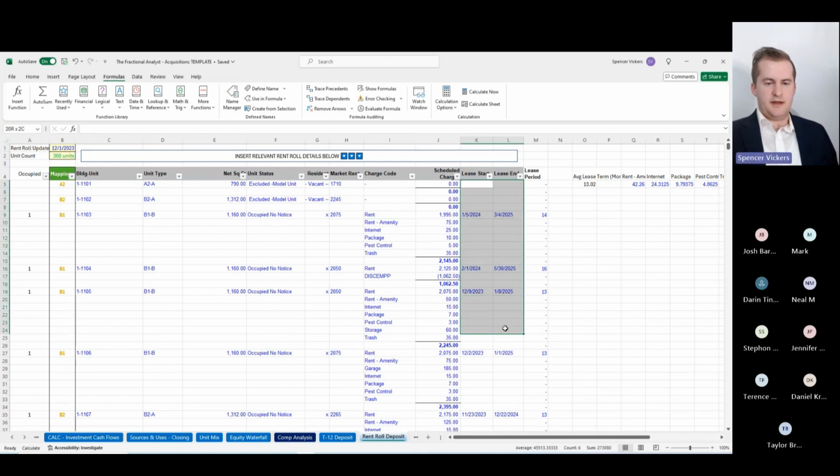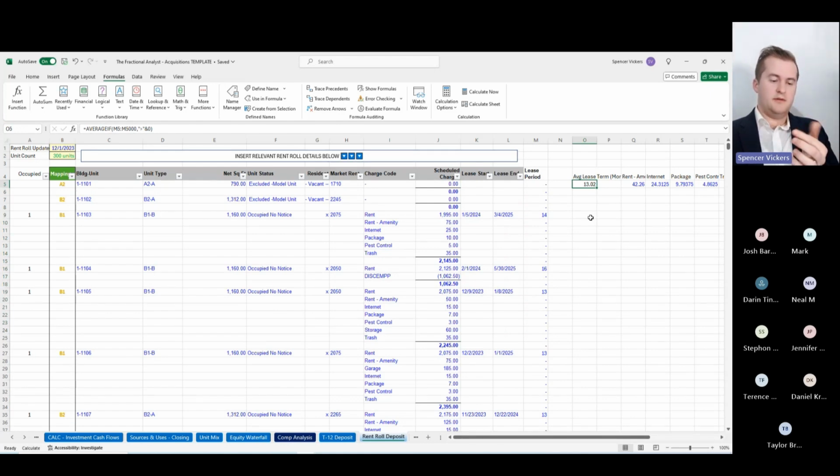Lease start and lease end helps to calculate the average in-place lease term. This will calculate the in-place lease term, but I'm going to add an update into the model later where you can toggle the lease term. And what this does is it controls unit turnover, which controls absorption and turnover vacancy, as well as the timing of marking under market units to market.